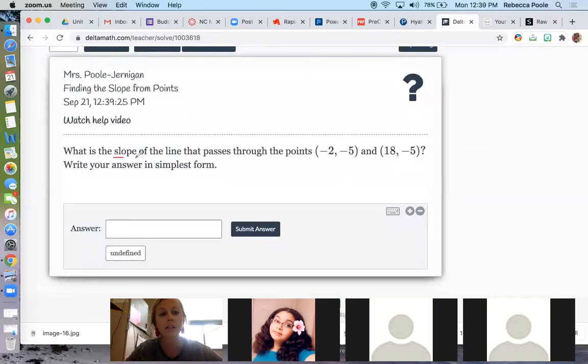So same thing. What is the slope? How do you find slope from points? We're going to do y over x. So how do the y's change? How do I get from -5 to -5? 0. Yeah, you don't do anything. You add 0 or you take away 0. So that's 0. How do you get from -2 to 18? 20. You add 20.